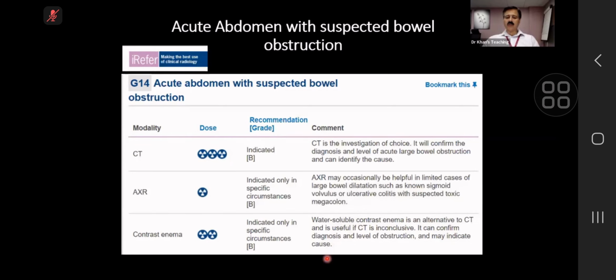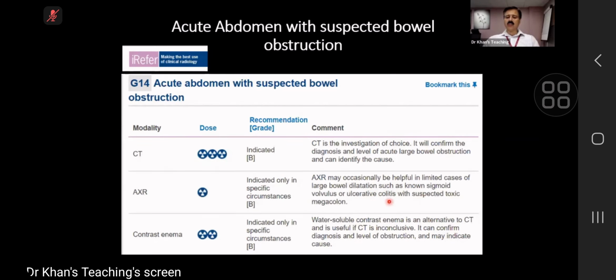And the examiner is going to ask you, once you diagnose it on a plain film, what will you do next? And your answer will be, that's it. As far as imaging is concerned, you will just tell the surgeon that this is your diagnosis. There is no role of doing a CT. You should be confident enough.